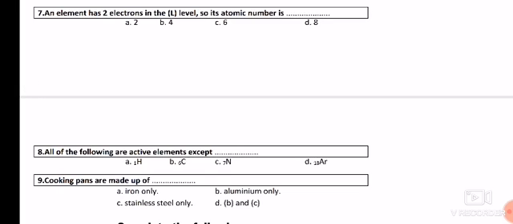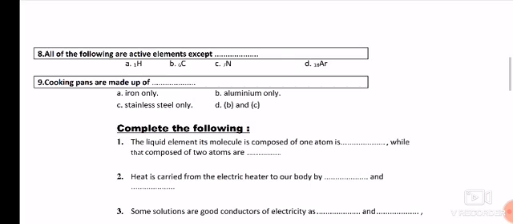Number 7. An element has 2 electrons in the L level, so its atomic number is... If there are electrons in the L level, that means that the K level is filled with 2 electrons, and the L has 2 electrons, so both of them have 4 electrons. So the answer is 4.